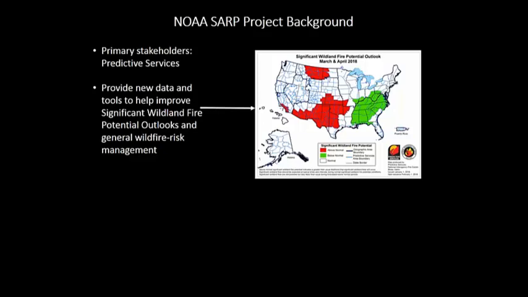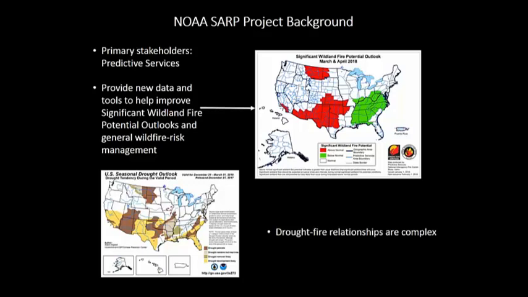And we're looking to see if our research or data that we're working with can potentially help improve these significant wildland fire potential outlooks and wildfire risk in general. I don't have to probably tell this group on the phone, but just in general, the drought-wildfire relationships are complex. The map on the bottom left is the drought outlook from last winter, showing the spring. Then on the top is the March and April fire potential outlook.